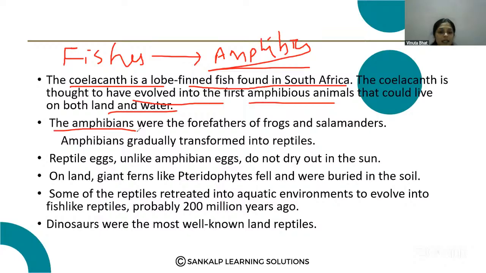Some of the reptiles retreated into aquatic environments to evolve into fish-like reptiles, probably 200 million years ago. Dinosaurs were the most well-known land reptiles. Dinosaurs belong to the reptile class, and they are the largest and best-known reptiles, we can say.